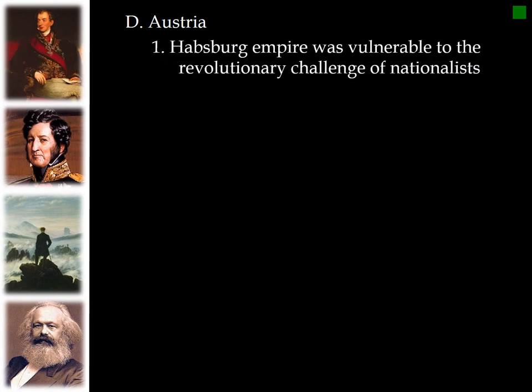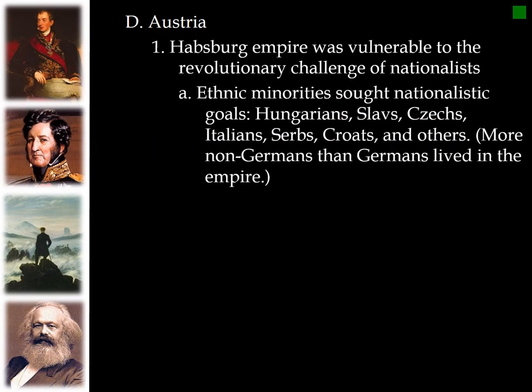Now let's see what happened in Austria. The Habsburg Empire was vulnerable to the revolutionary challenge of the nationalists. Ethnic minorities sought nationalistic goals. Hungarians, Slavs, Czechs, Italians, Serbs, Croats, and others were all seeking to create their own ethnic national states. We've talked about Austria being a polyglot empire in the past, and the fear of nationalism taking hold was real there. The entire empire could unravel if nationalism took hold.